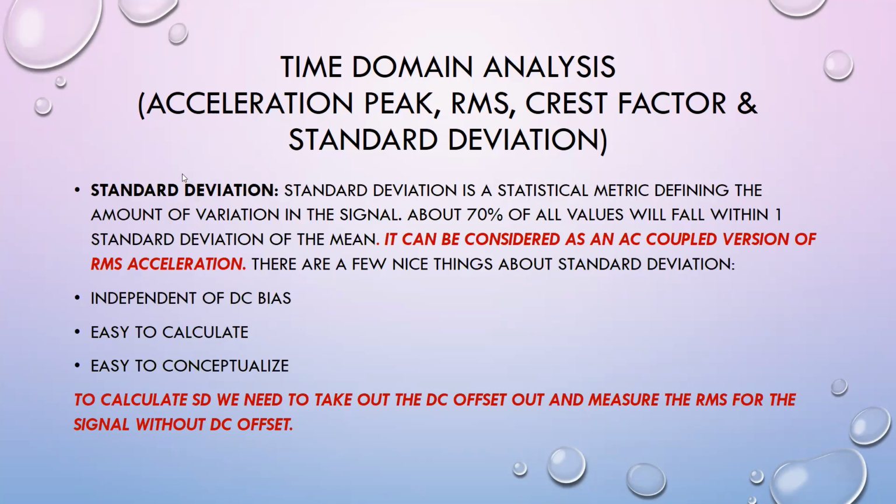And the next one is the standard deviation. The standard deviation, in fact, is similar to the RMS. To extract the standard deviation, first we need to take out the DC offset of our signal, and then we can calculate the RMS. So this is similar to the RMS, but we do not consider the DC offset of our signal.